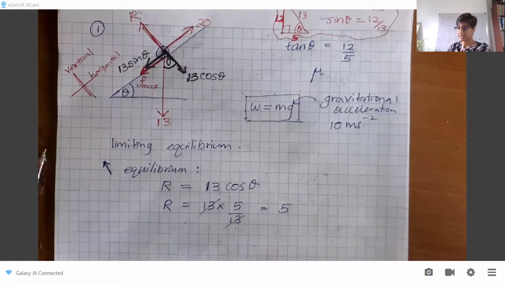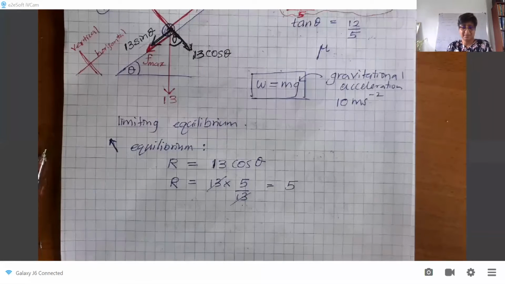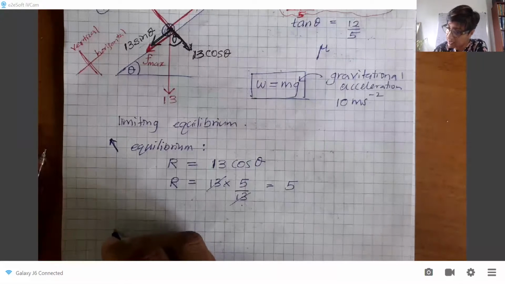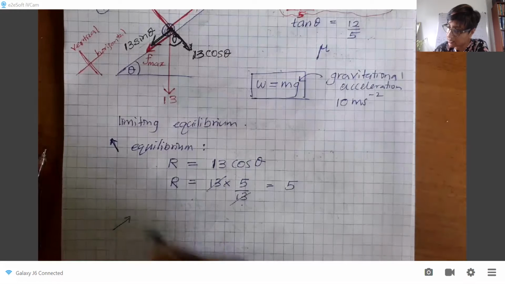Okay, right? We found R. I mean, not that we did it to find R. We just found R. Fine. Then I'm going to consider horizontal equilibrium.